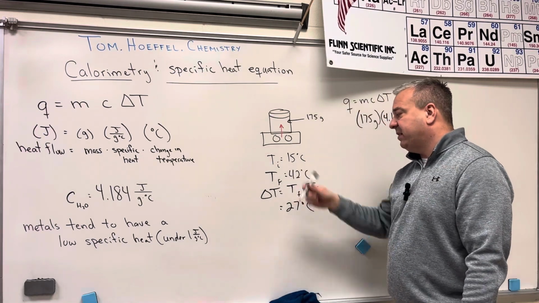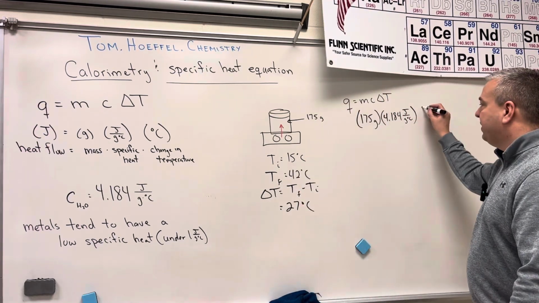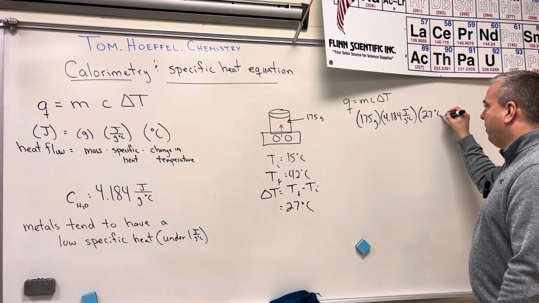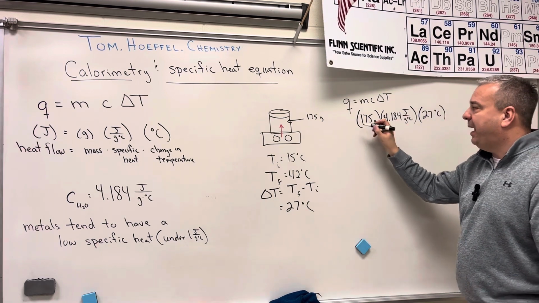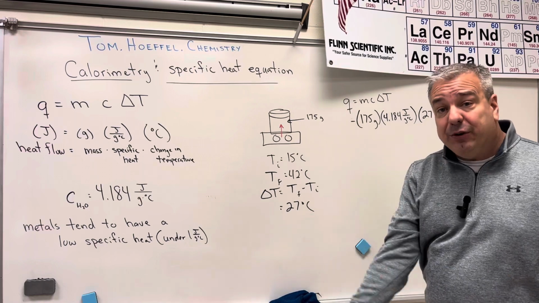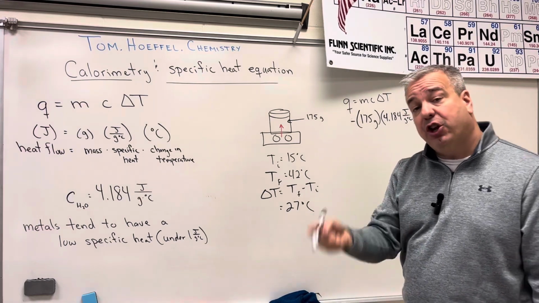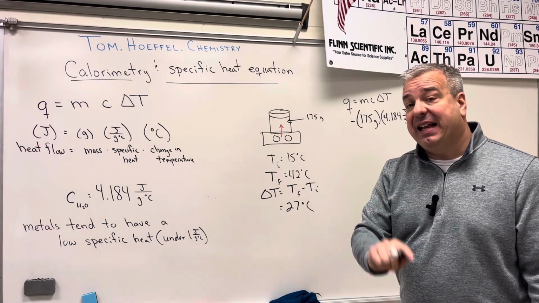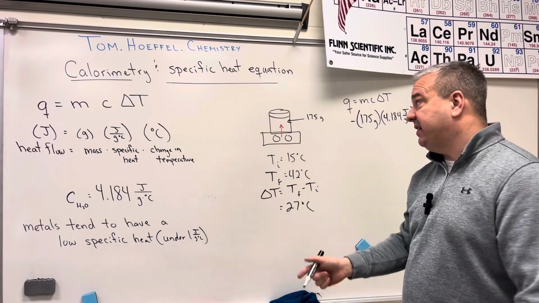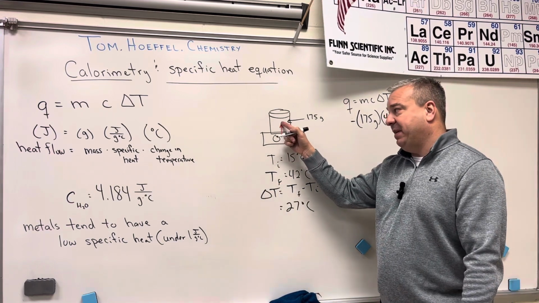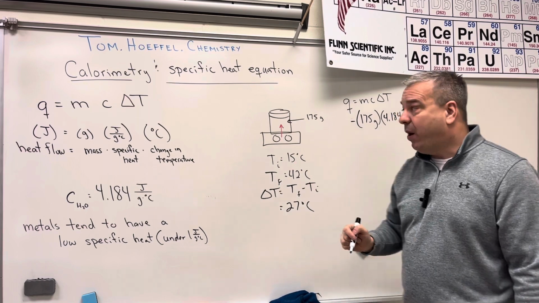So 42 minus 15, it's actually a positive number. And that ends up being really important because all of these numbers are positive. So my Q is going to be positive. And if your Q is positive, that means that heat would be entering the system. And that's exactly what's happening here. Heat is entering the water system.